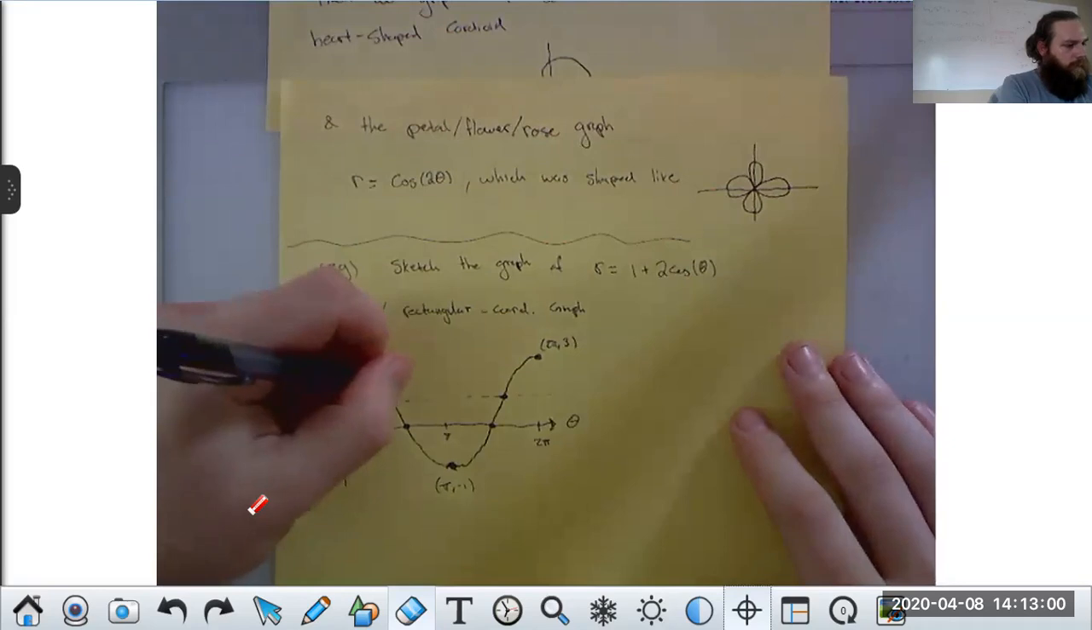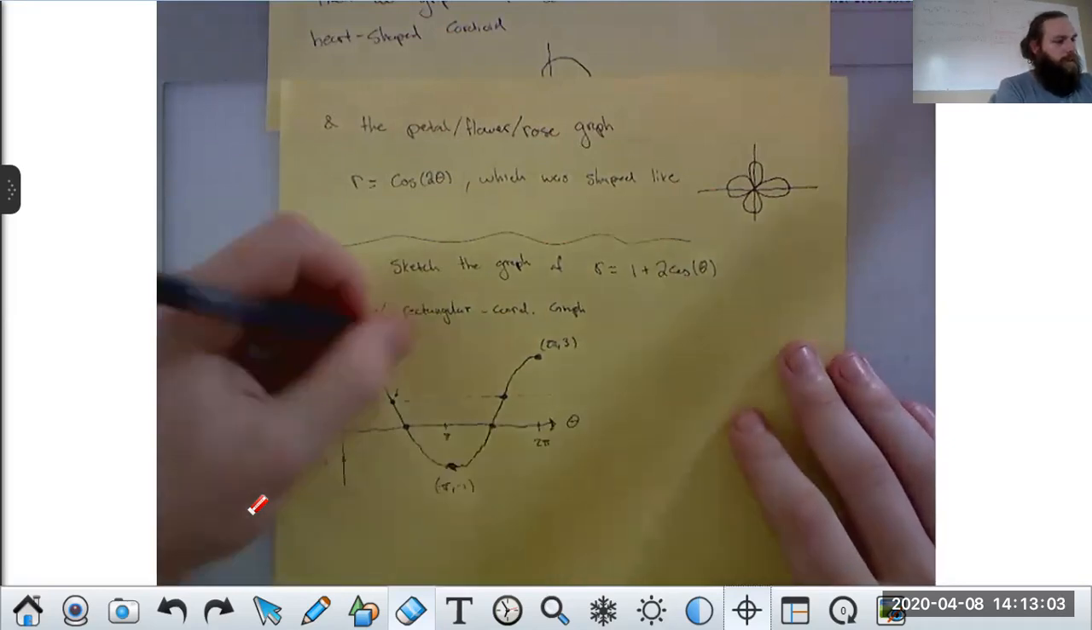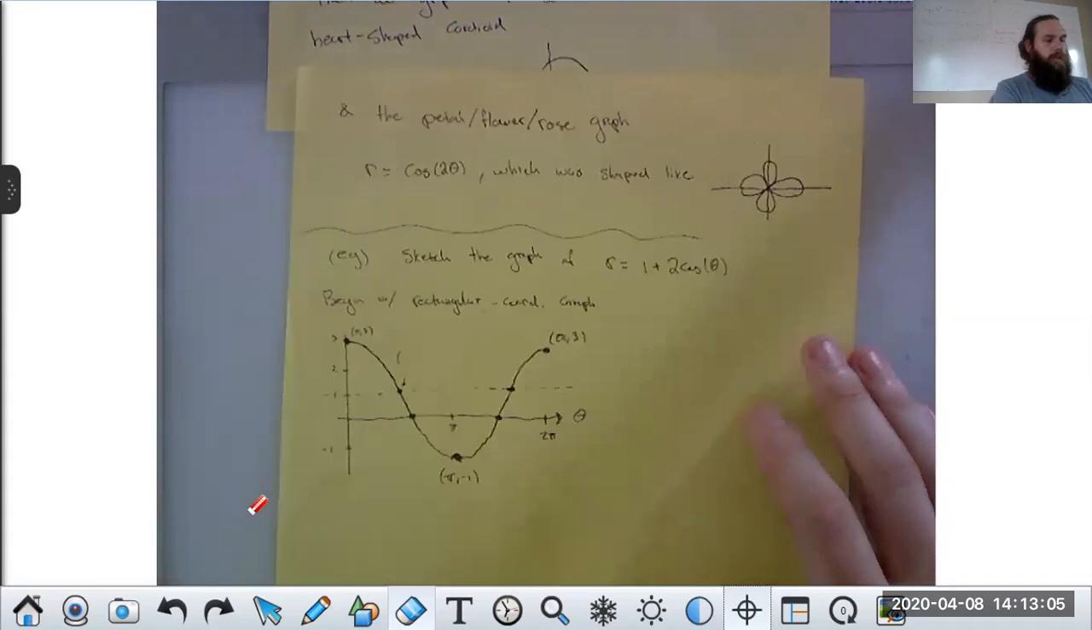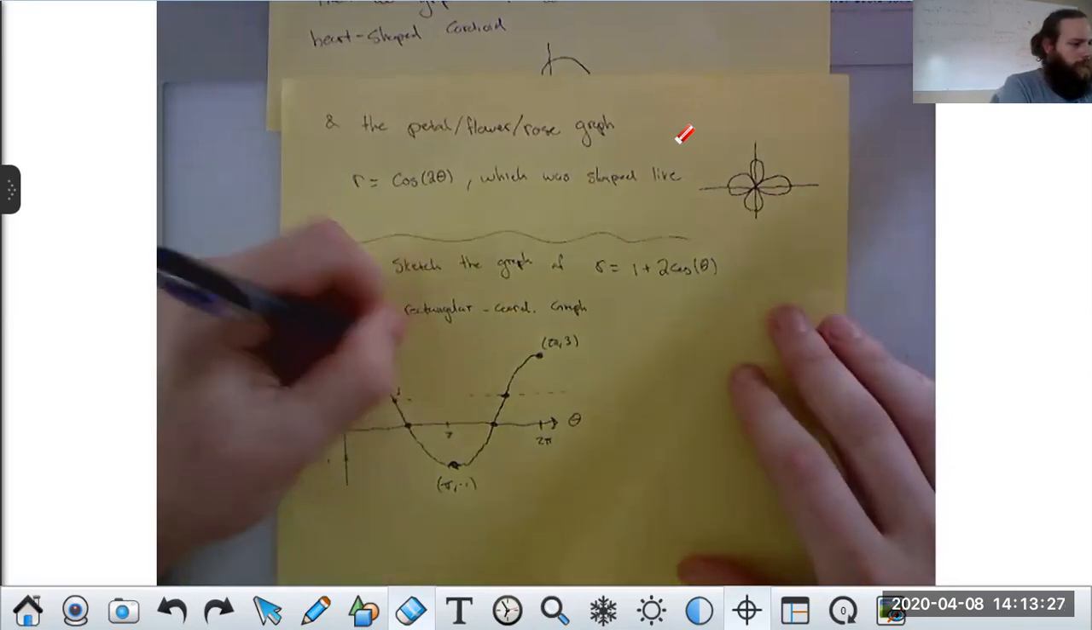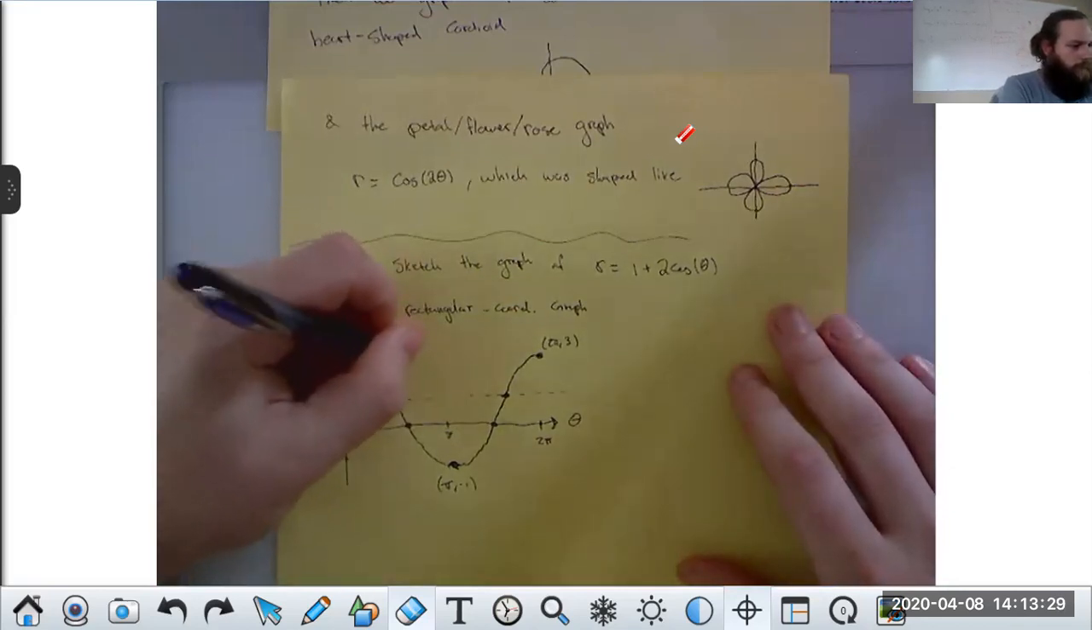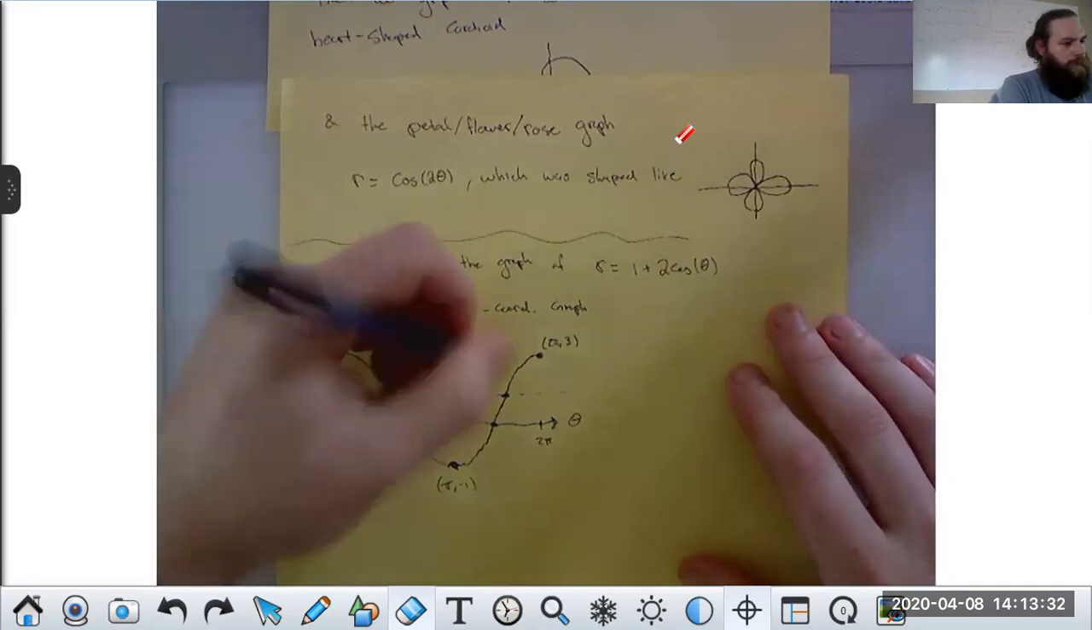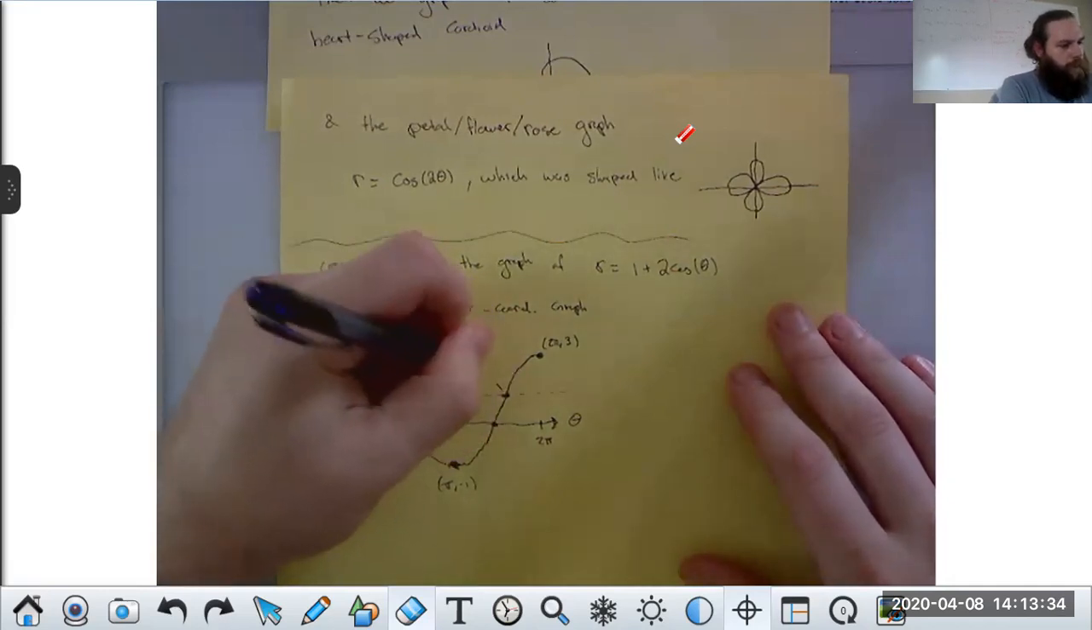What is the x-coordinate, or sorry, theta coordinate of this point right here, that equilibrium point? Imagine this wasn't vertically shifted, right? Then that would be a horizontal intercept. Yeah, good, pi over 2. So this is (pi over 2, 1). And this guy right here is (3 pi over 2, 1).